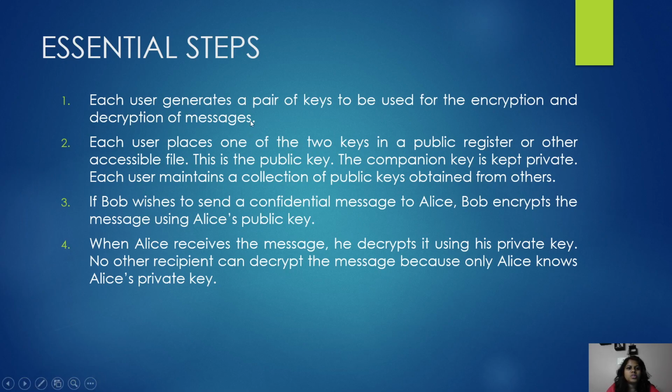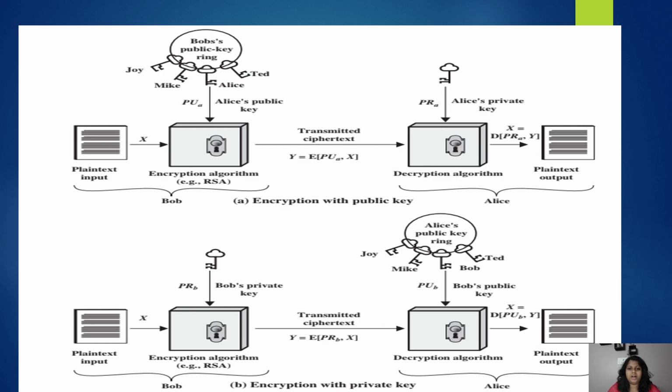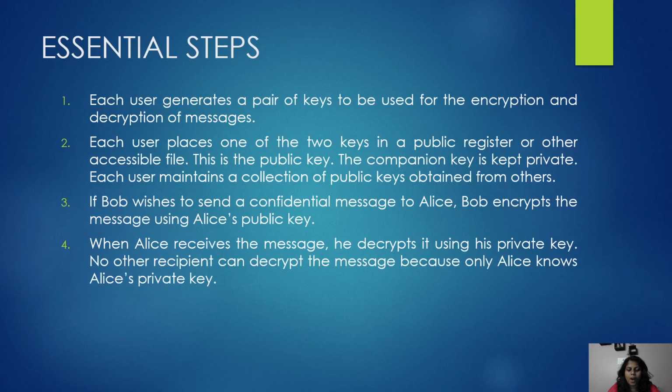Essential steps: each user generates a pair of keys to be used for the encryption and decryption of messages. Each user places one of the two keys in a public register or other accessible file. This is the public key. The companion key is kept private. Each user maintains a collection of public keys obtained from others. If Bob wishes to send a confidential message to Alice, Bob encrypts the message using Alice's public key. When Alice receives the message, she decrypts it using her private key. No other recipient can decrypt the message because only Alice knows Alice's private key. This diagram shows the explanation of these two points.